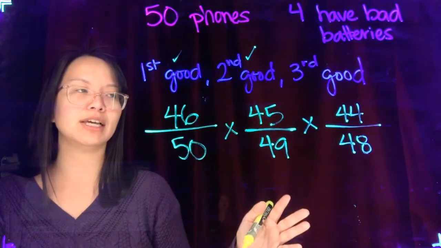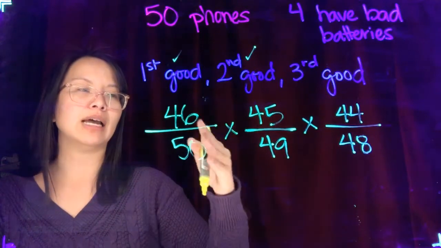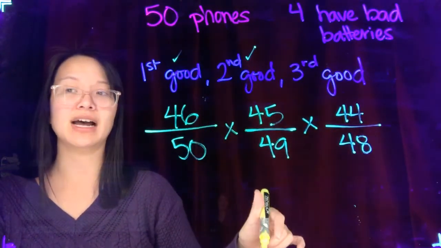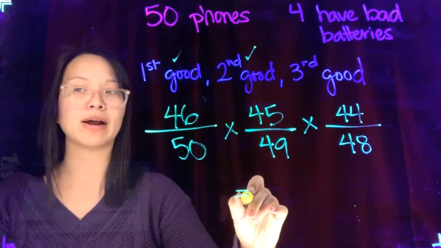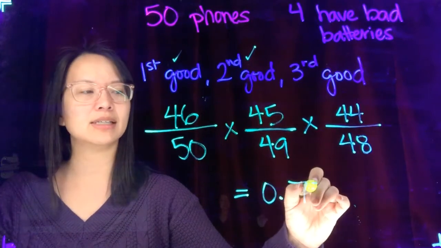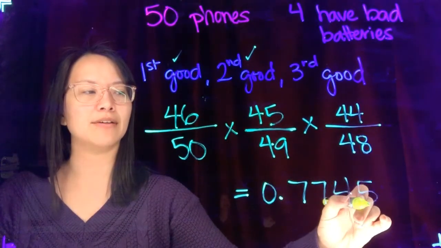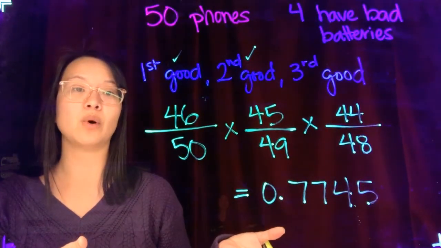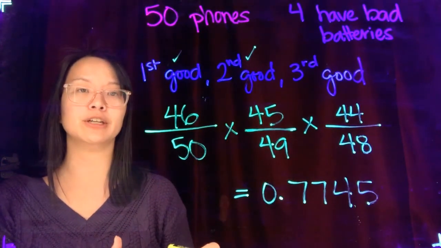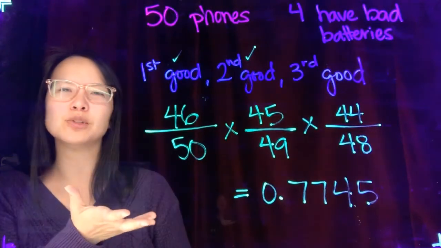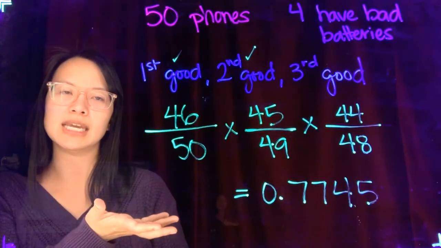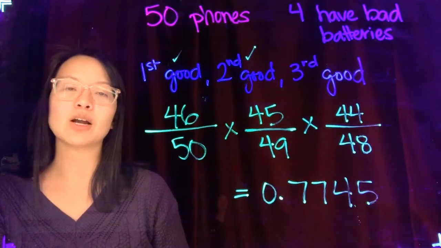And we'll go ahead and use a calculator or Excel and find the fractions, multiply them, or multiply across, and then divide. But we'll end up with a probability of 0.7745, or 77.45% chance that the first 3 phones are good. So hopefully that helps you see how probability can be approached from a critical thinking standpoint. And if you've got questions, just let me know.